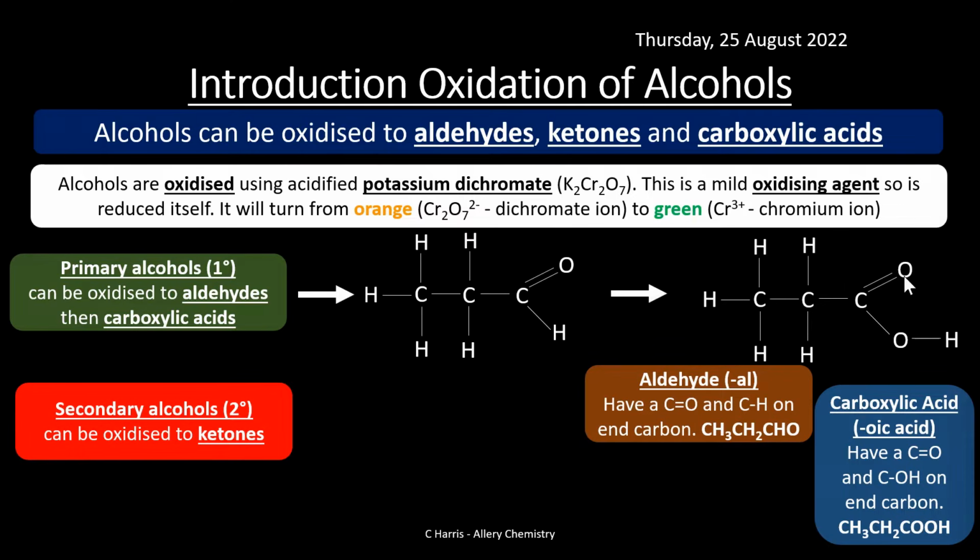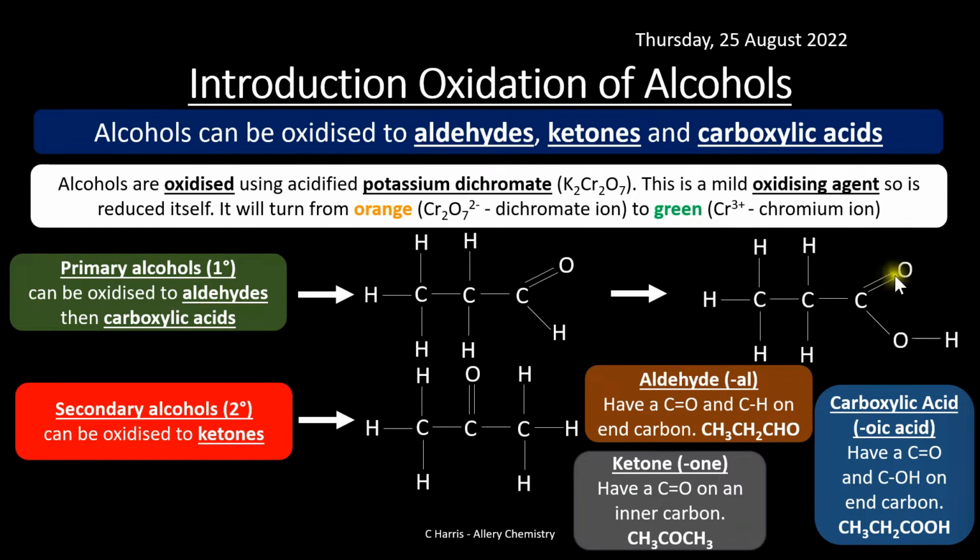Secondary alcohols can be oxidized to ketones. Ketones still have this carbonyl group, except the carbonyl group is in the middle of a carbon chain. So the difference between an aldehyde and a ketone is that an aldehyde has the carbonyl group on the end carbon, a terminal carbon, whereas ketones have the carbonyl group in the middle, a little bit like this. They end in -one, so this one is propanone. That's an example there. Ketones can't be oxidized any further.